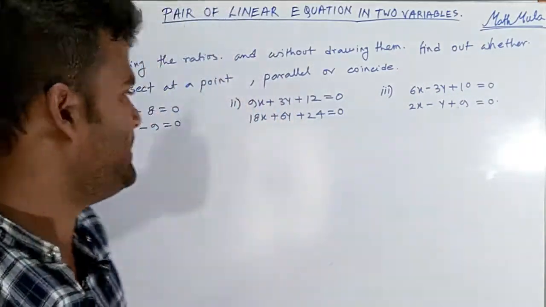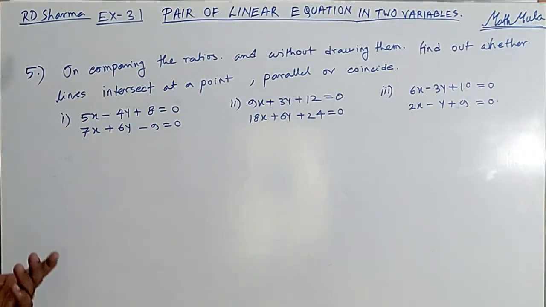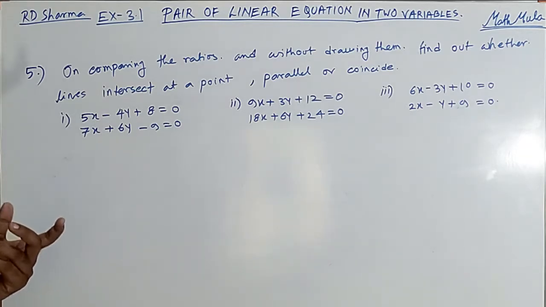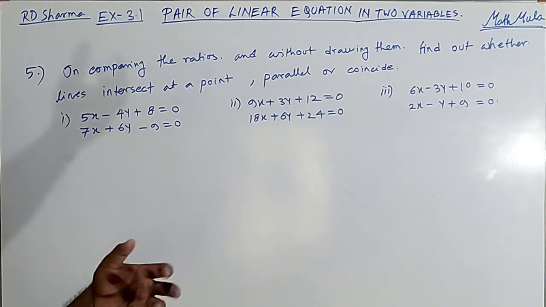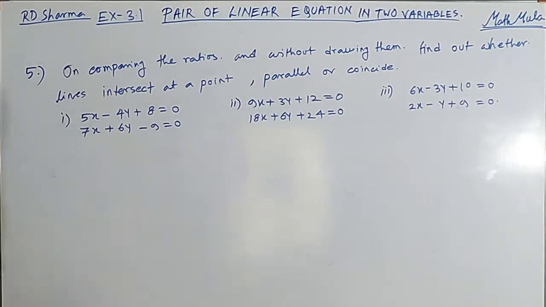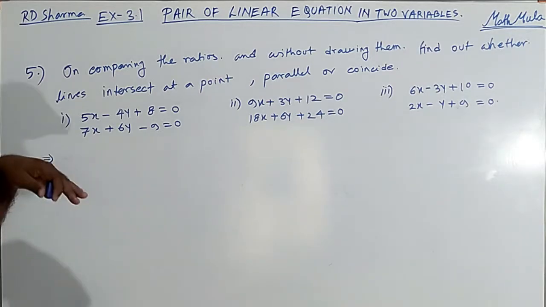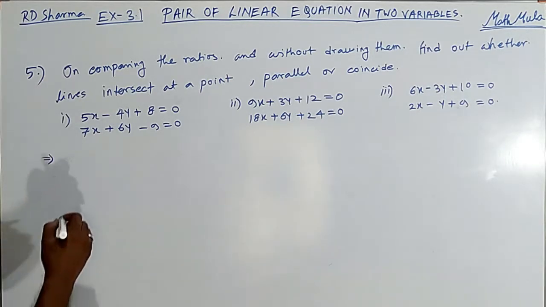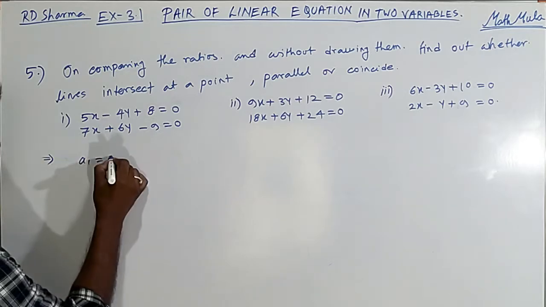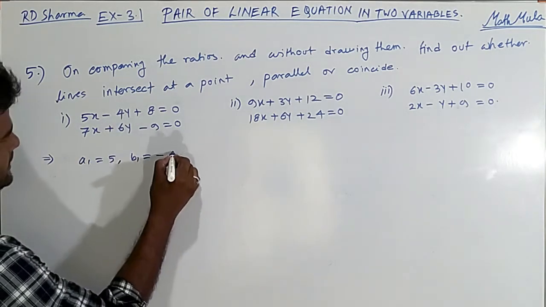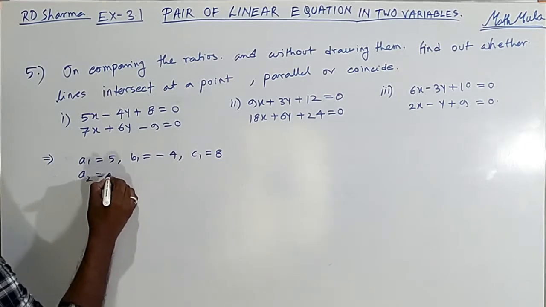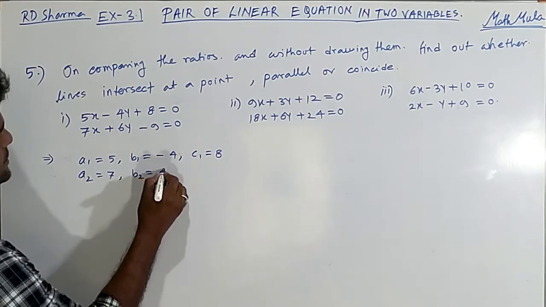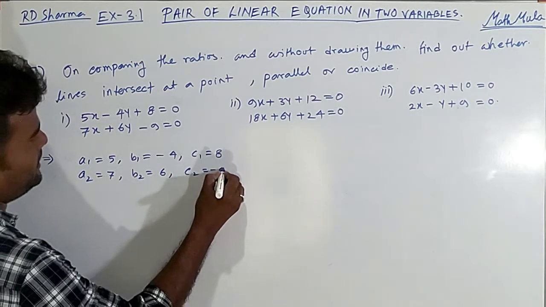Now we solve sum number 5. On comparing the ratios and without drawing them, find out whether the lines intersect at a point or are parallel or coincide for the given equations. Comparing with the general equation of linear equations, a1 equals 5, b1 equals minus 4, and c1 equals 8, and a2 equals 7, b2 equals 6, and c2 equals minus 9.